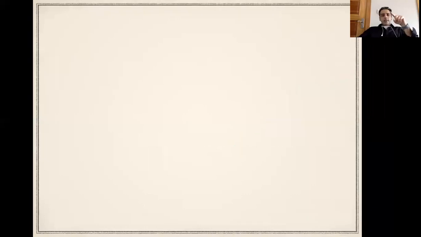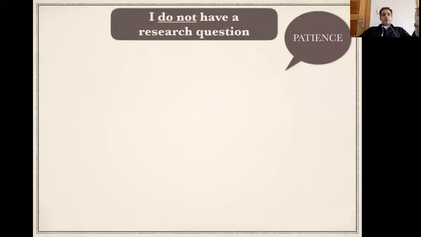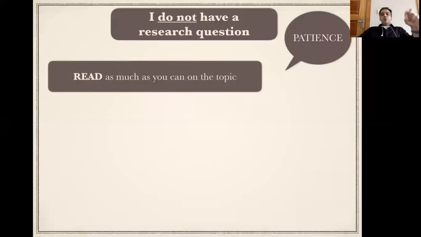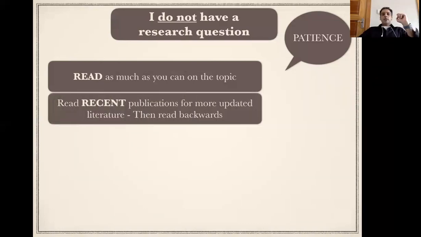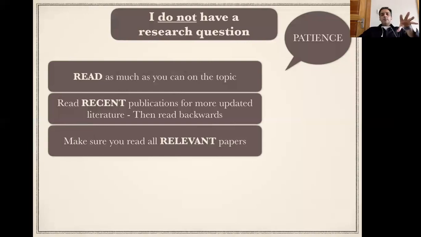So patience is another key with curiosity. You need to be patient. You need to read as much as you can on the topic. This is not easy. I'm telling you again and again. Reading is not easy, but once you develop this habit of reading articles, you are through research. There's nothing stopping you then. It's just about reading. Read recent publications first. See what latest has been done in your area. Get all the relevant papers, try to read them.